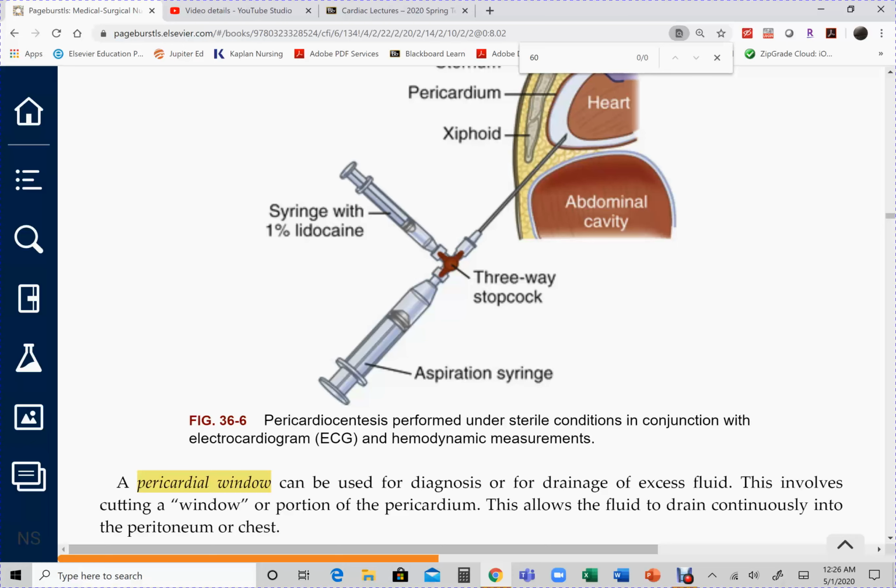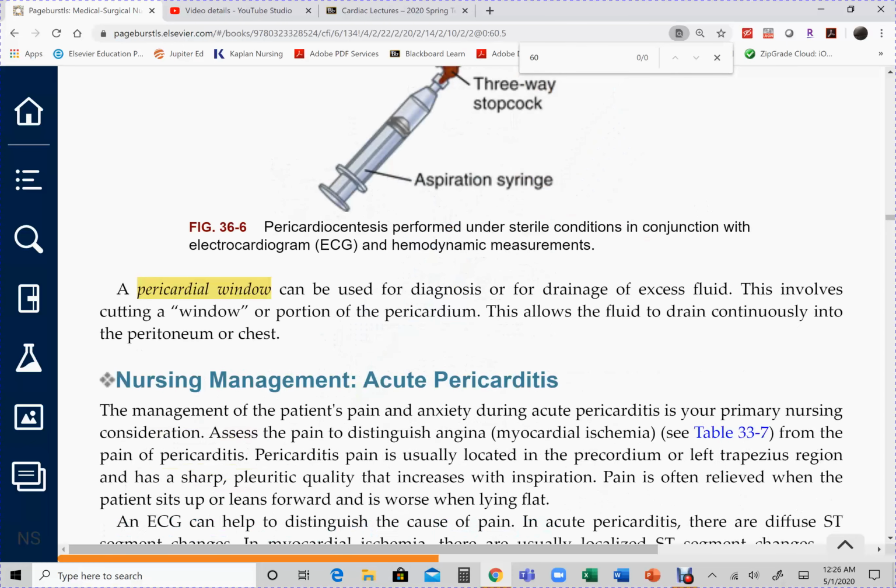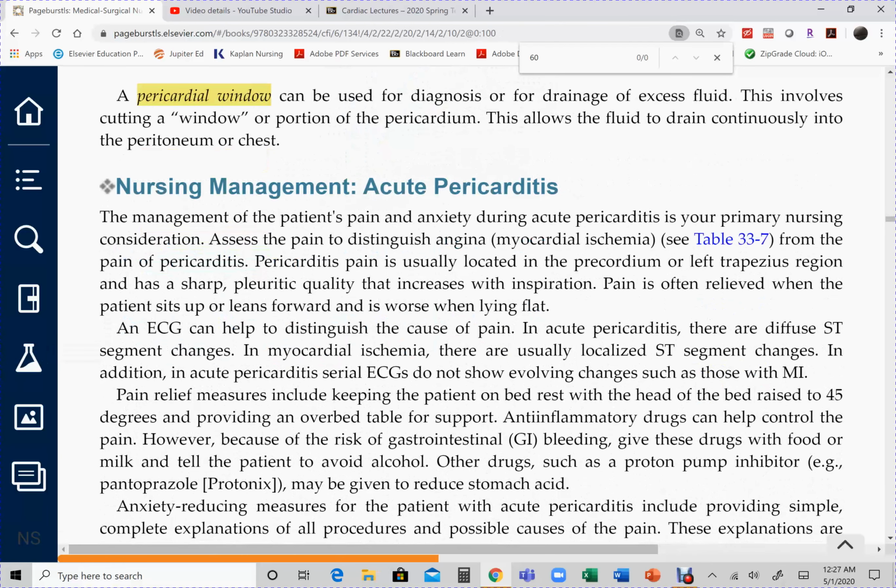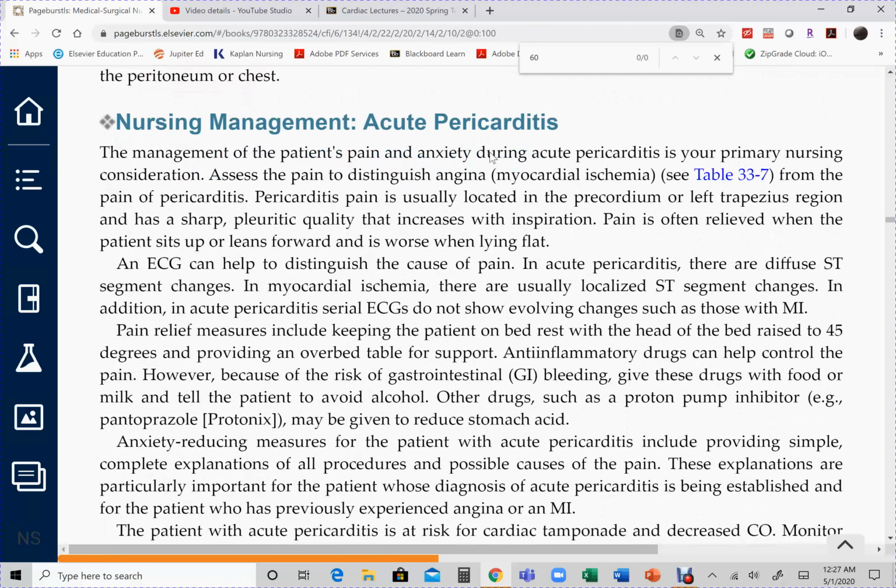Allowing the fluid to drain continuously either into the peritoneum or to the chest. Okay, so it will just drain down by gravity. Peritoneum is in the abdomen. It's better there because you have more give in the abdomen, plus you won't have symptoms, you know, no shortness of breath, no cardiac output problems if the water settles in the abdomen.